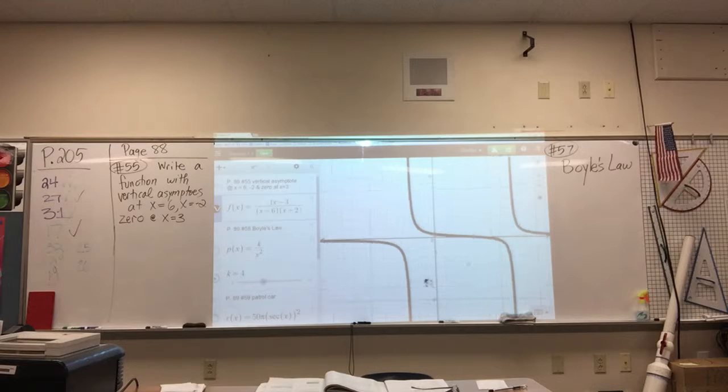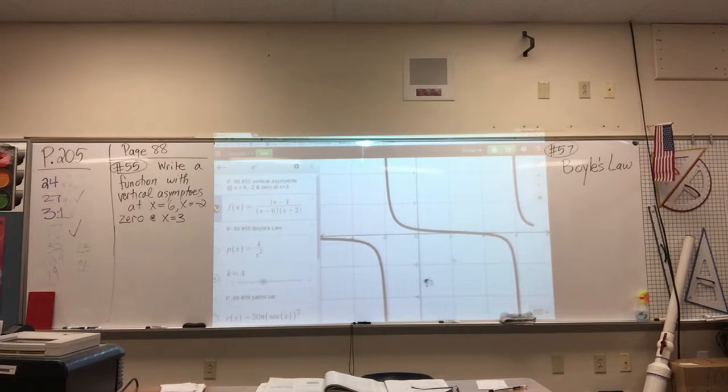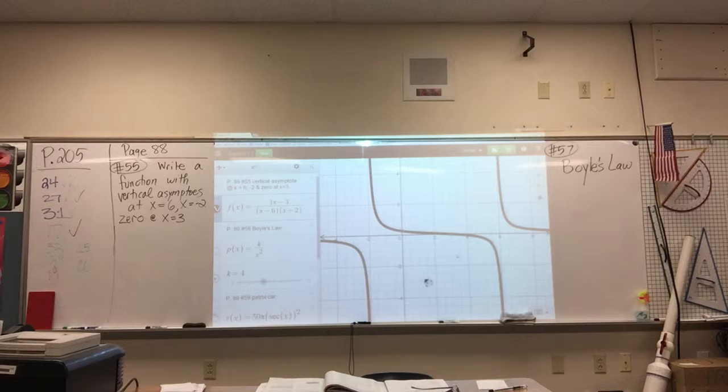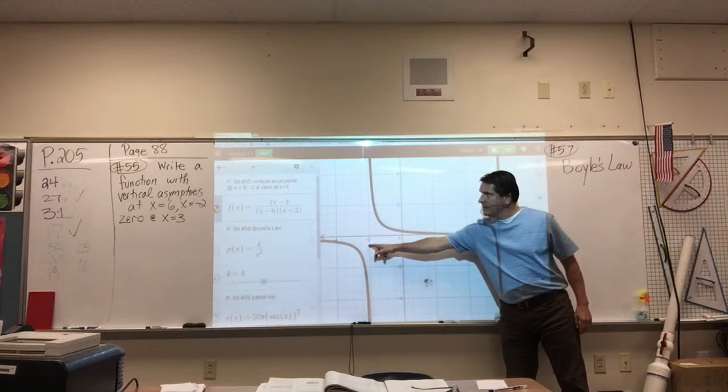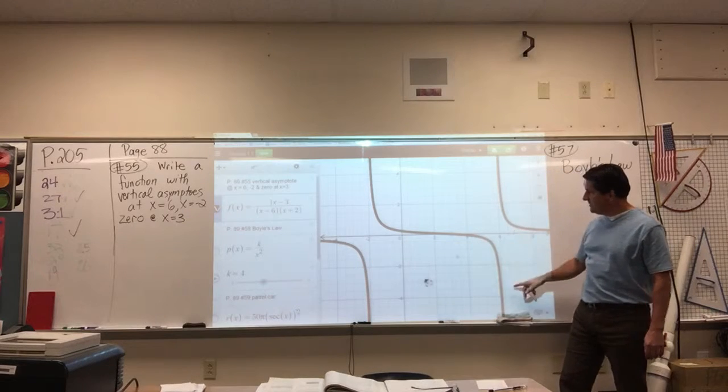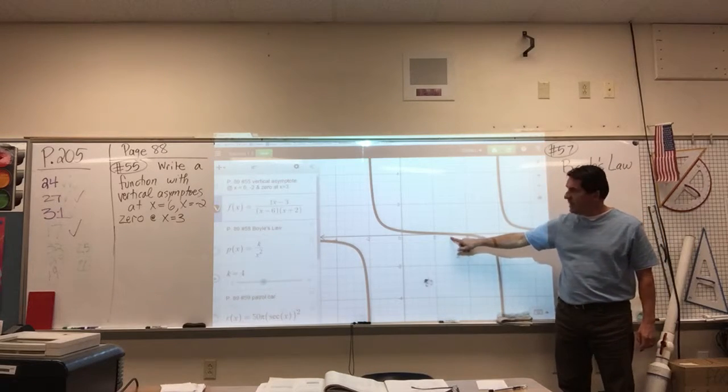okay, then we zoom in on this bugger. Would you look at that? Okay, so what do we got? We've got vertical asymptotes at x equals negative 2 and at 6, and it's a 0 at x equals 3.